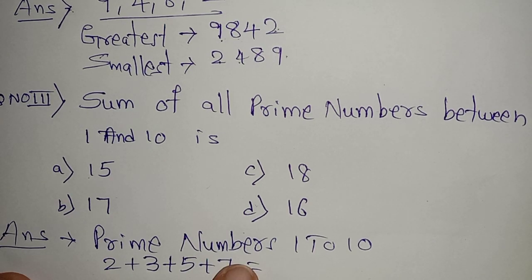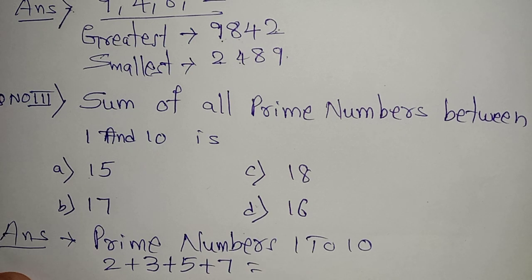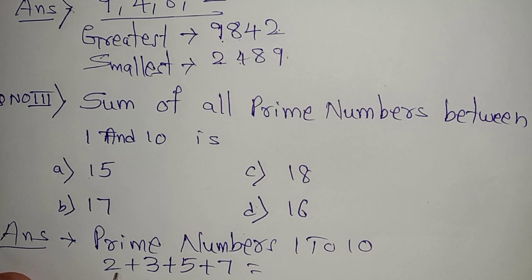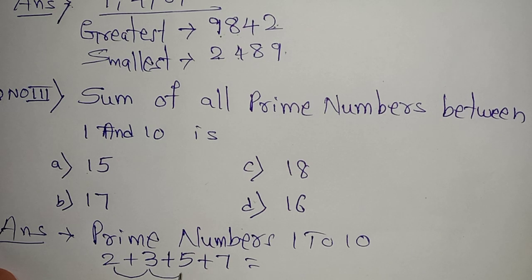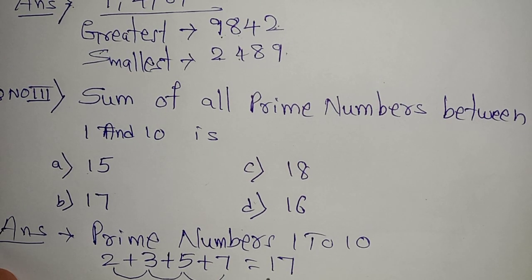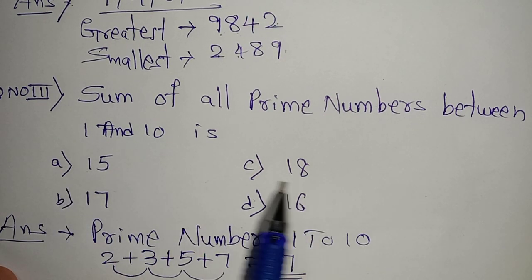Okay, friends, and next one, 9 is not a prime number, so I have not written it here. And next 10, 1 to 10 they have asked. Okay, now we have to do addition. 2 plus 3, how much? 5. Then 5 plus 5, 10. 10 plus 7, 17. So we got the answer 17. Now let us see in the 4 options whether 17 is there or not.